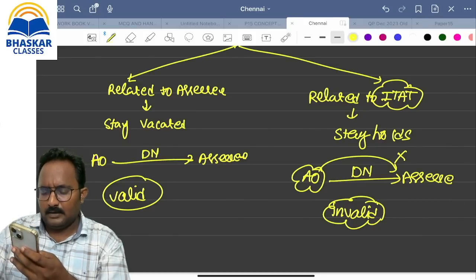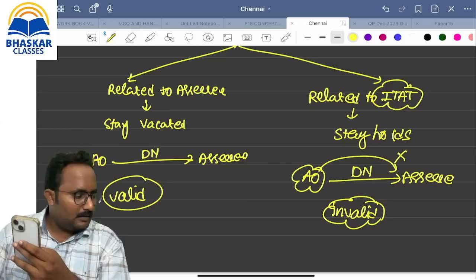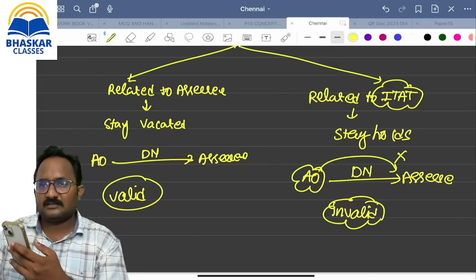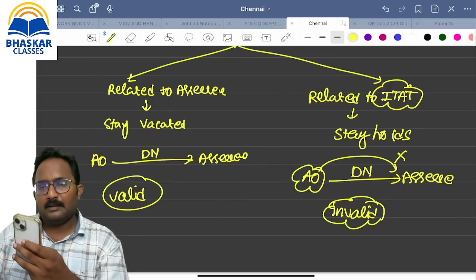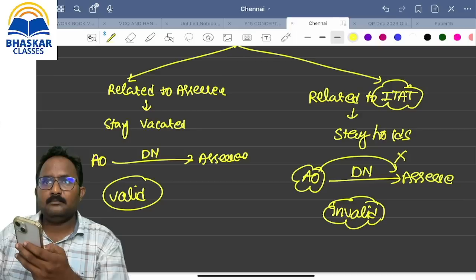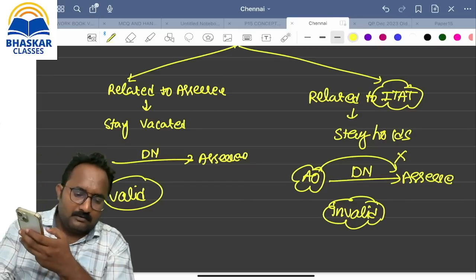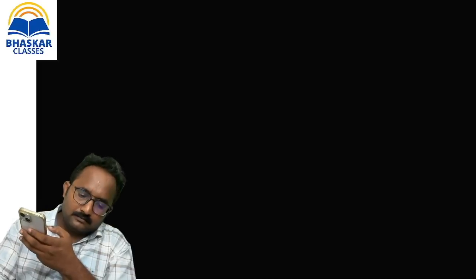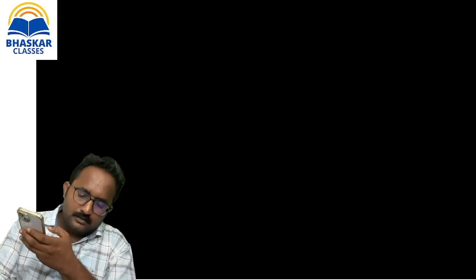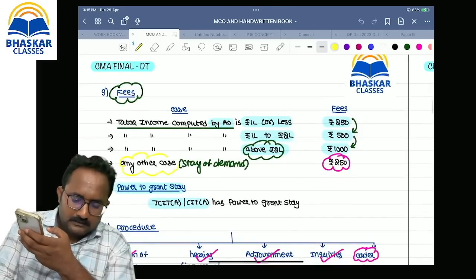That is an interpretation only. So they cannot give the stay of demand free of cost normally. That's why I'm saying it is not an amendment. Any other case means nothing but what? Normally one student asked a doubt: here, any other case means what? Simply I'm saying it is stay of demand.